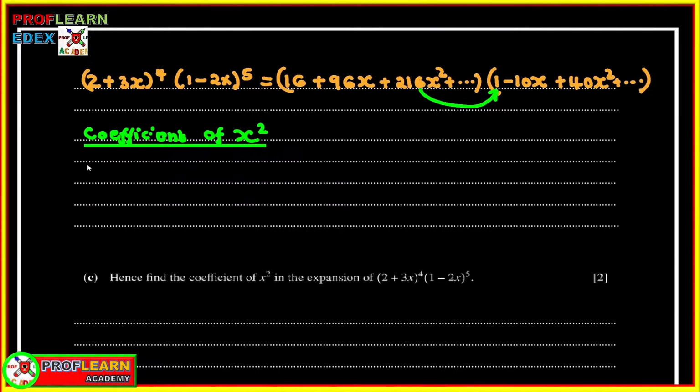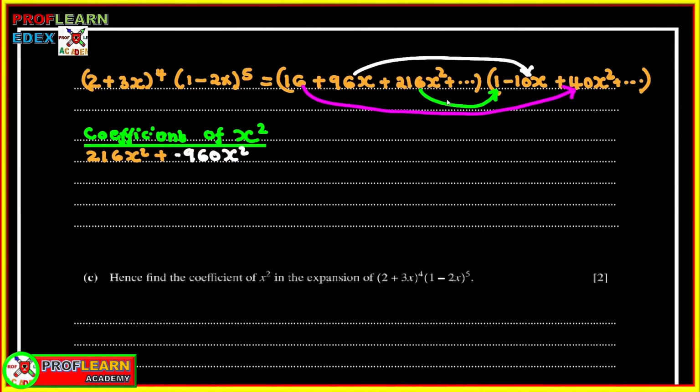So we're going to say this part is going to be 216x squared plus this 96x. Multiplied by 10x is going to give us x squared. So we're going to take that, and that's going to be a negative number, right? And 16 times this one is going to give us x squared. So we are going to take this number as well now, but this is going to be a positive value. And then now, if we try to work this out, we're going to get our answer as such.